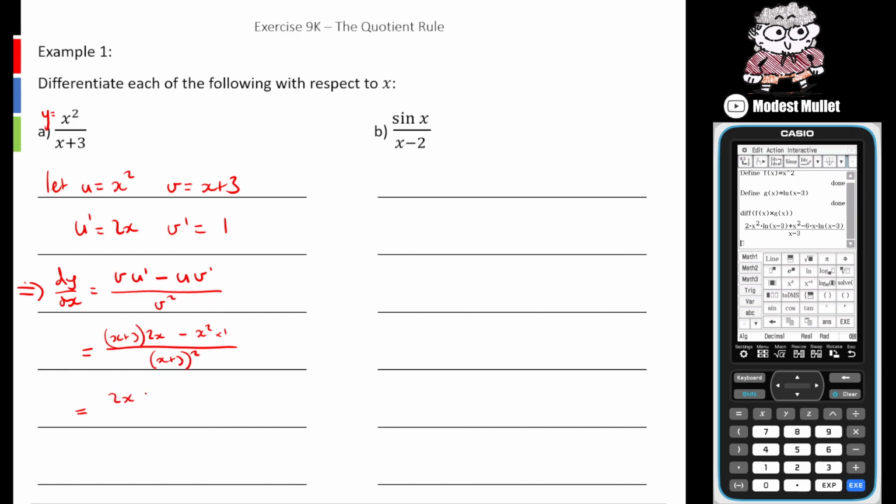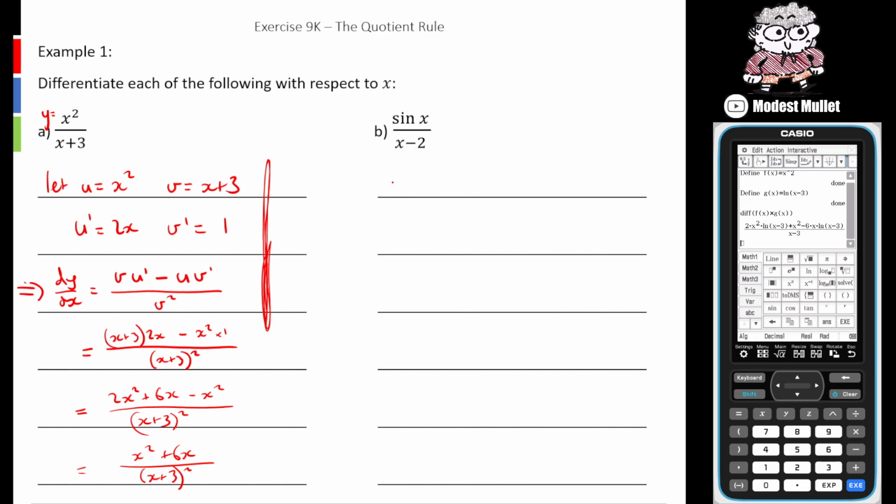equals 2x squared plus 6x minus x squared, all over x plus 3 all squared. I'm just expanding the numerator now. That is equal to x squared plus 6x on x plus 3 all squared. And we could expand the denominator as well, or see if we could write this as a difference of squares, take out a common factor and simplify, but we'll leave it there. That's the main idea, this step up here, and then the rest is just substitution and basic algebra skills.